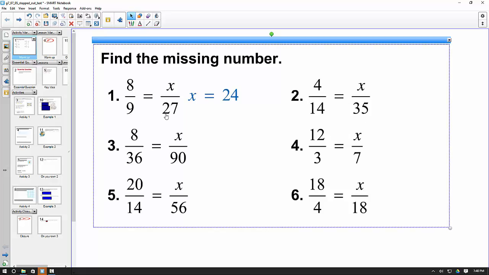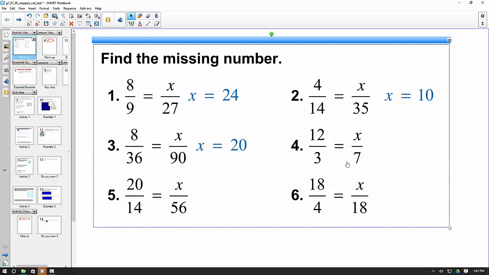So like 9 times 3 is 27, and then 8 times 3 is 24. You could also look at this one here. This might not be the easiest scale factor one, so maybe I would do the 14x equals 140. And when I divide it, I get 10. For this one here, 36 and 90, it might be a little tricky. I understand that I could probably pull a 6 out, but I still don't know what it is exactly, so I'll cross multiply. So I have 36x equals 720, and I get 20 as my answer.